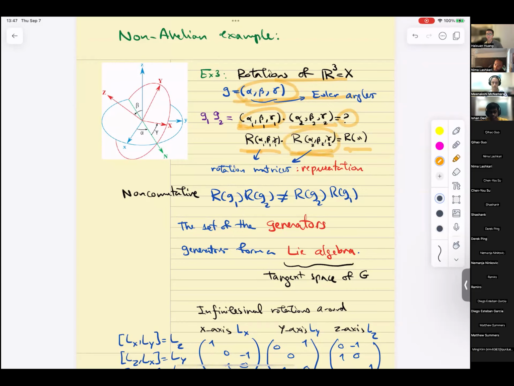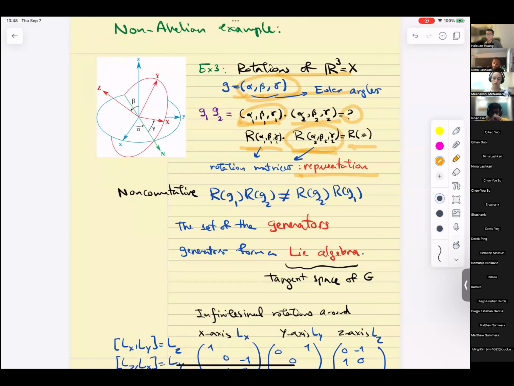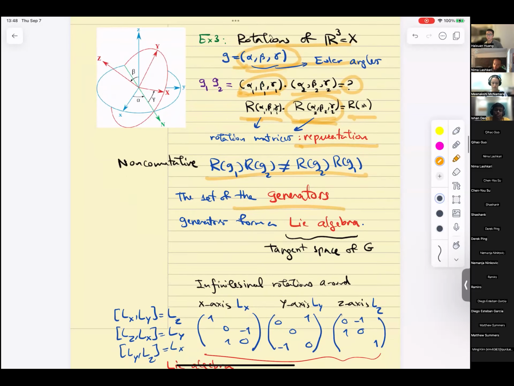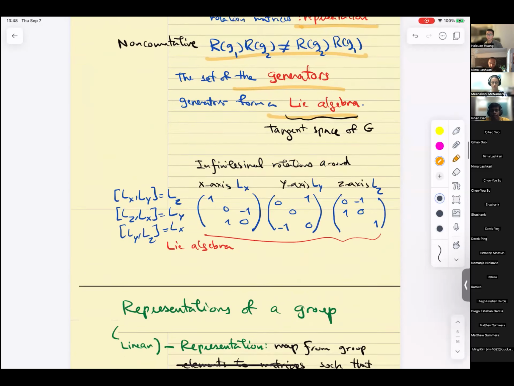These rotation matrices are called representations because abstractly the group, you don't really know how to represent it. Otherwise, it's a very abstract object, right? Representation is just a way of writing it down as a bunch of matrices, where multiplication is matrix multiplication. Of course, it's non-commutative because of the famous fact that rotations in 3 dimensions do not commute. The set of generators will form a Lie algebra, the tangent space. We're going to see that in a second.